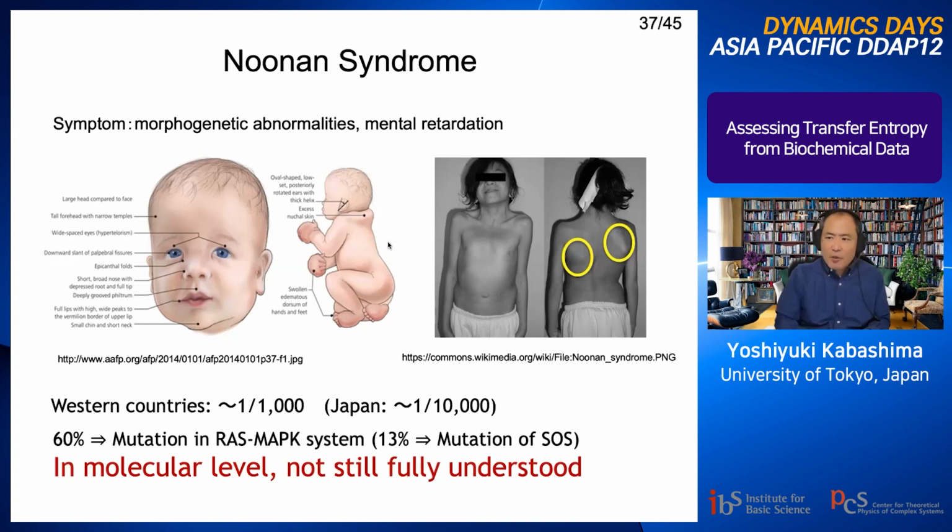And it is a rather common genetic disease, 1 in 1,000 in Western countries. Actually, this is 10 times the Japanese rate. In Japan, it is 1 in 10,000. And it is known that 60% is related to mutation in the RAS-MAPK system, and 13% is related to mutation of the Src protein. Okay, but at the molecular level, the mechanism is still not fully understood. So we want to get some information from the data analysis, right?